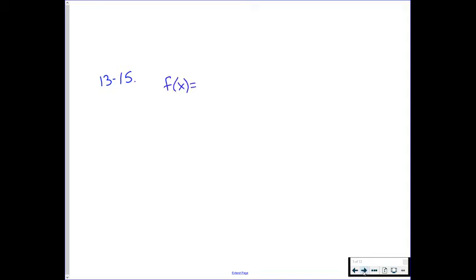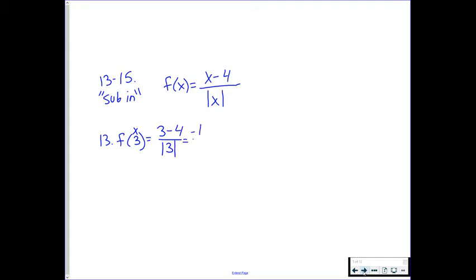We know that f of x is x minus 4 divided by the absolute value of x. Evaluate, remember, means to substitute in. That's exactly what I'm going to do. F of 3 means that I'm going to take 3 and substitute it in for x into the function. Don't forget to simplify this. 3 minus 4 is negative 1. The absolute value of 3 is just 3. So that simplifies to negative 1/3.